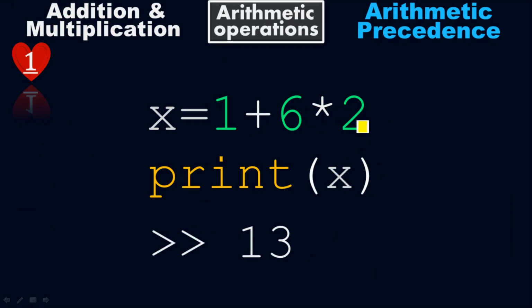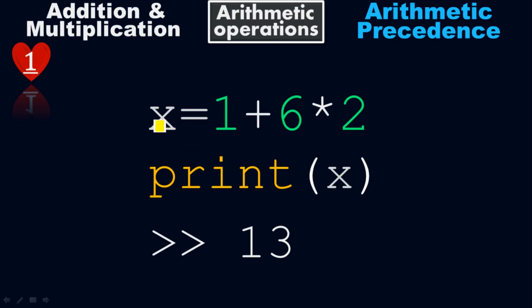6 times 2 will be 12. So first solve the multiplication part, 6 times 2 is 12. And then play with the addition operator. 12 plus 1 will be 13. Therefore, print of x will return 13 in the final output.